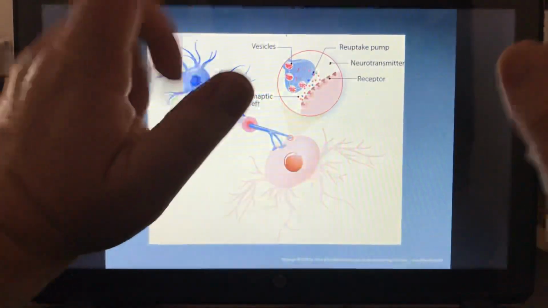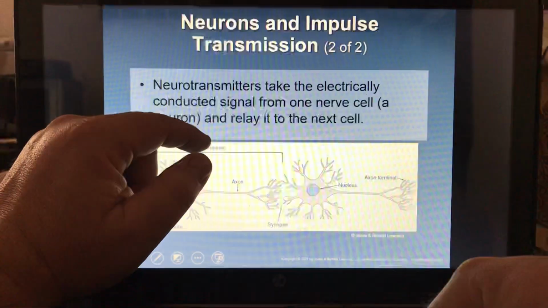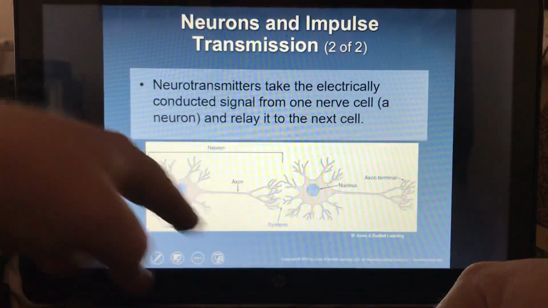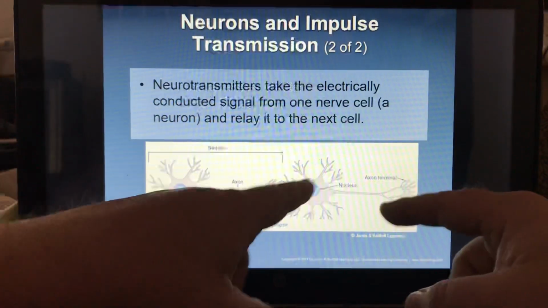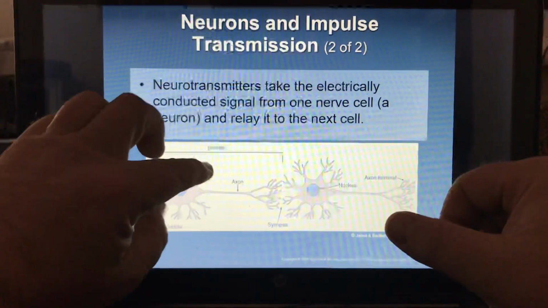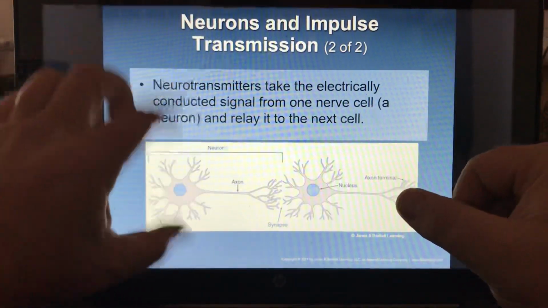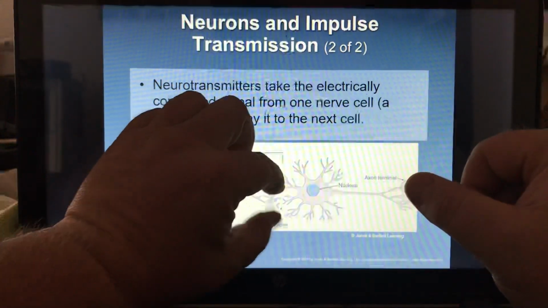Or it can go to another neuron, which is going to have at the end of it, let me back up right quick, something called a dendrite. Let's see where they don't show that. They don't show the dendrite. But basically the dendrite is the receiving end of the body. These are all dendrites out here that would receive information. It'd get processed through the body, sent down the axon, and then out to the synapse.